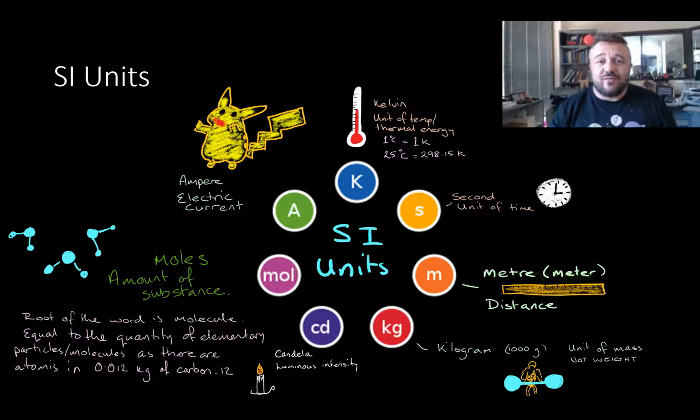And basically, if we've got 12 grams of carbon, because its atomic mass is 12, however many particles that is, that's a mole. Everything else comes from that. It's a really, really useful and important measurement in chemistry.